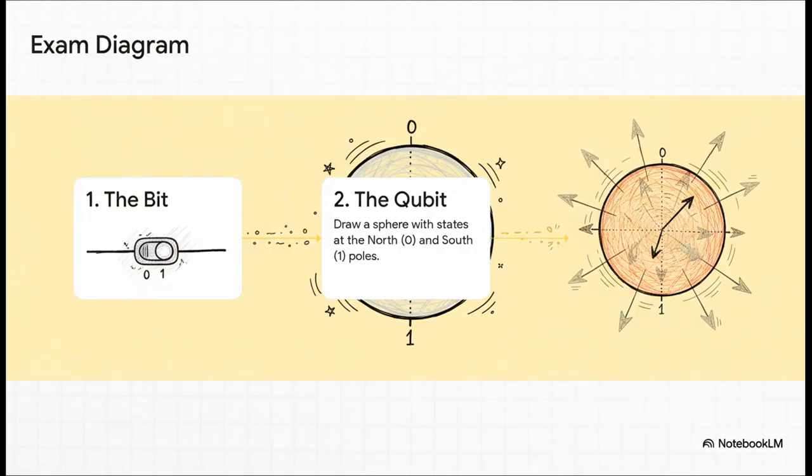Now, if you ever need to recall this, say for an exam or you just want a simple way to remember it, this slide is perfect for you. For the bit, just draw a line with a switch at either 0 or 1. Simple. For the qubit, draw a sphere, label the poles 0 and 1, and then just draw an arrow pointing anywhere inside. That arrow right there, that represents superposition. It's a fantastic little mental shortcut.